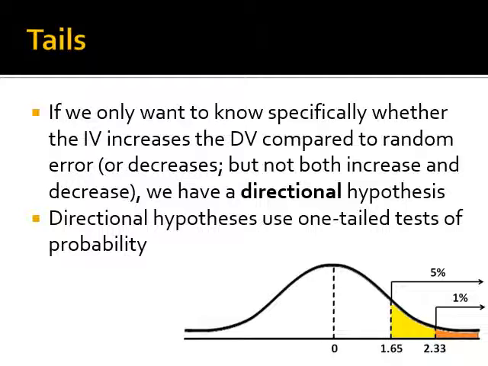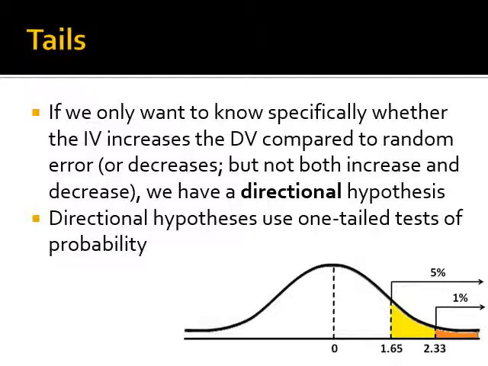So we've just introduced directional hypotheses. If we want to know specifically whether the independent variable increases the dependent variable compared to random error, or decreases but not both increase and decrease, we have a directional hypothesis. So it's okay, for example, to say, well, I believe that my intervention is going to increase happiness or is going to decrease depression. So you can go either side of the curve, you just can't go both sides of the curve with a directional hypothesis because you're only really arguing that one thing is going to happen, not being open to either happening, increase or decrease.